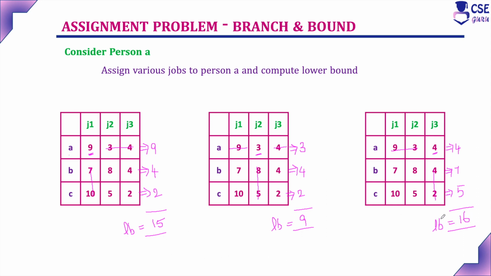So among these 3 lower bound values, which one is least? The lower bound value 9 is least. So assign the second job to person A.